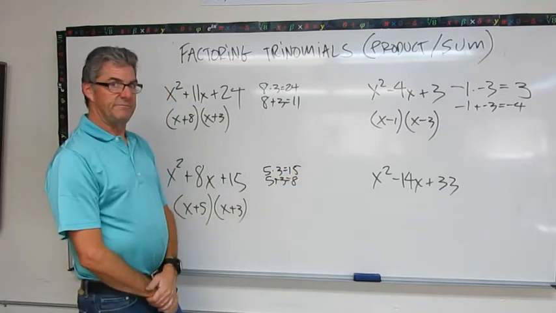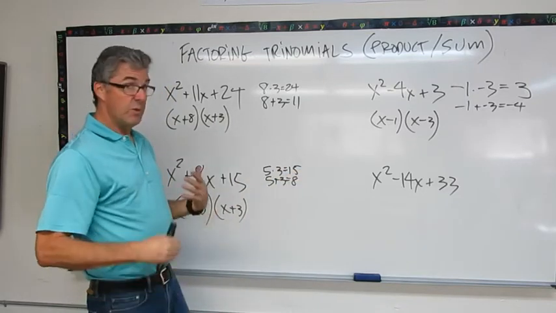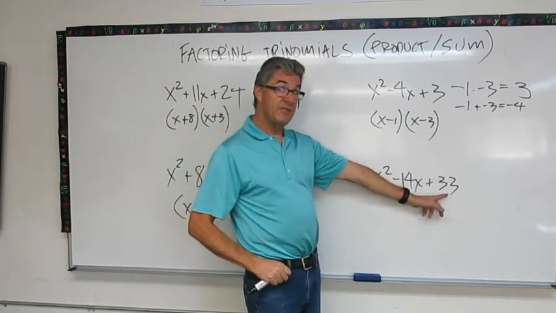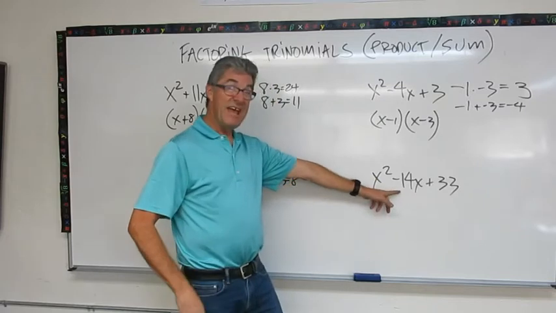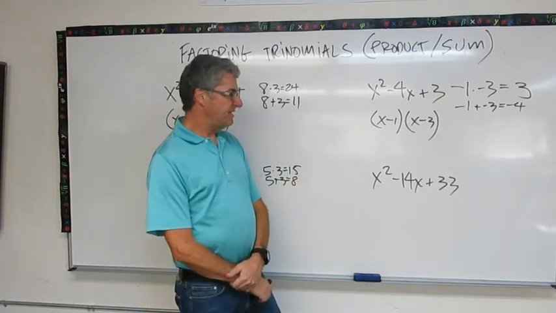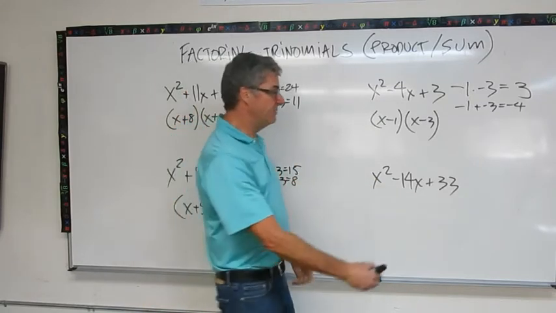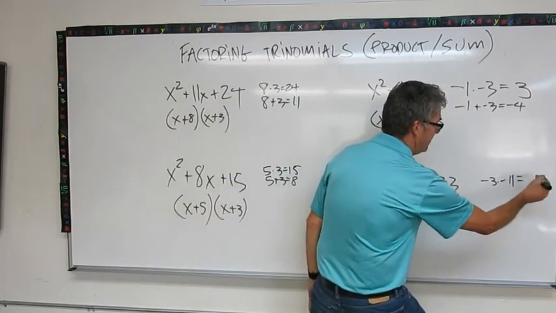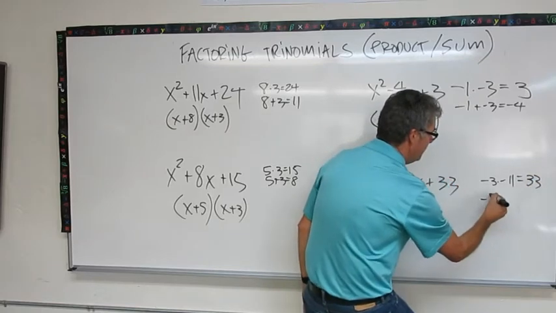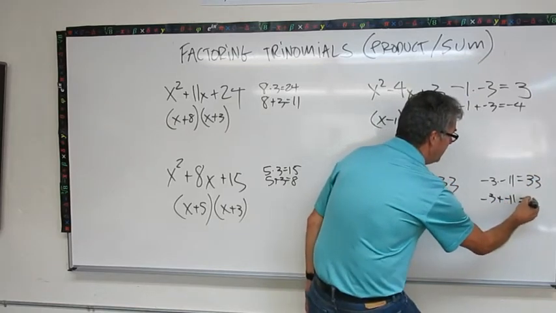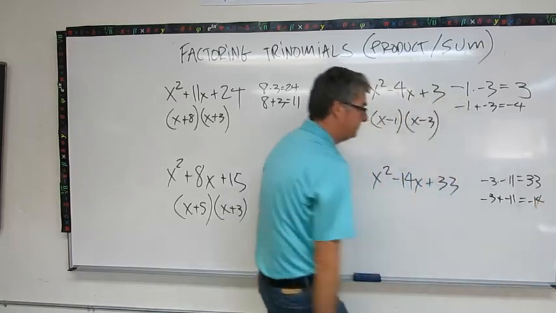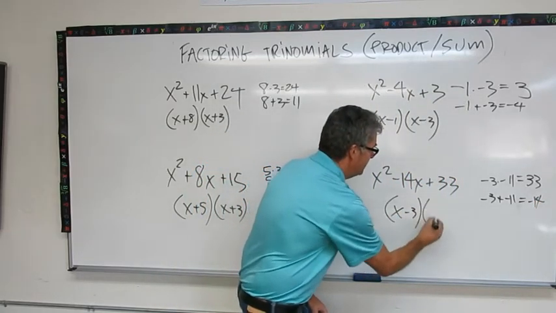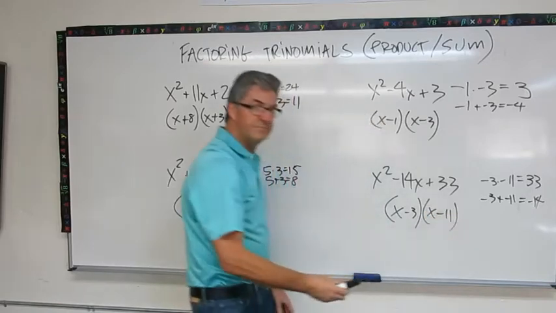Try that last one. Okay, so the way the problem's written is we need two numbers that multiply together to make +33, but when you add them, you get -14. What might that be? That would be -3 times -11. That's 33, but -3 plus -11, that equals -14. So that just gives us x minus 3 times x minus 11.